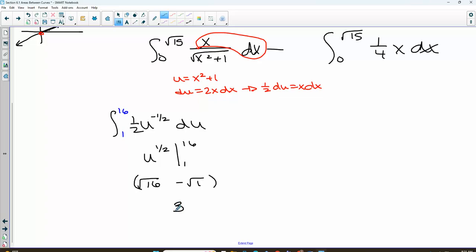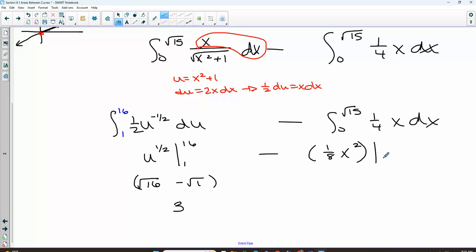Is that my whole thing? No, that's just this half of it. Over here, we didn't have to do substitution, so we're just going to integrate this. Antiderivative of 1/4 x, so that would be x squared, you need a 1/2 in front, so 1/8 x squared. Okay, radical 15 squared is 15, so we have 15 over 8 minus 0.